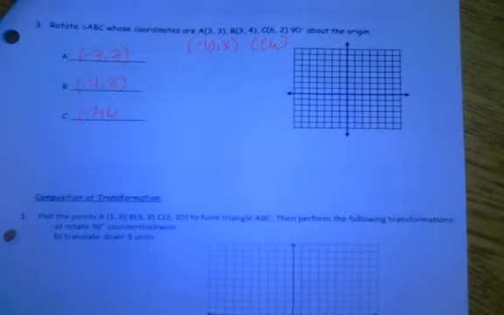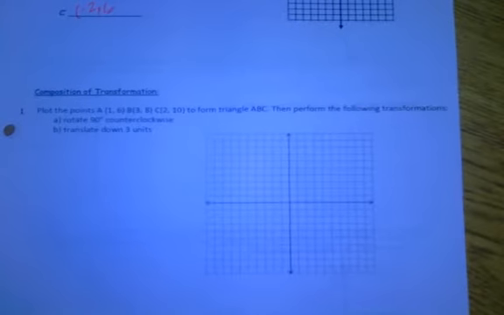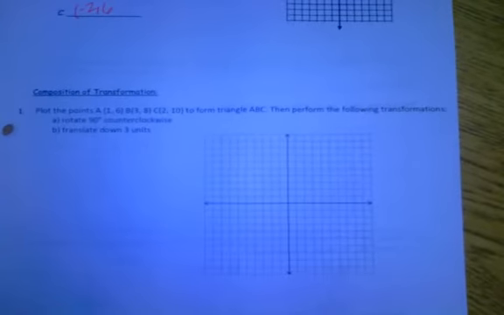Alright, so those are our rotations, and like I said on Monday, your CBA is only going to have a few questions that require you to do one transformation. The rest are going to be compositions of transformations, which means it's going to maybe tell you to translate it, then rotate it, or reflect it, and then translate it. So we're going to practice looking at compositions of transformations. So number 1. Plot the points A, B, and C to form triangle ABC. Then perform the following transformations.